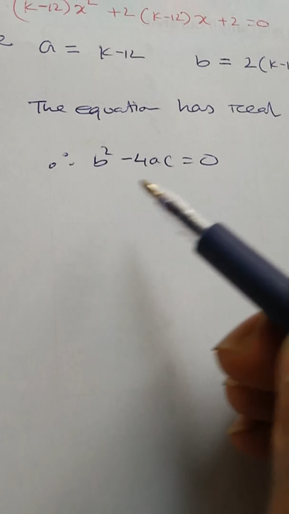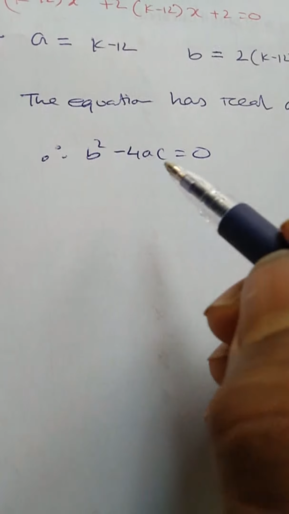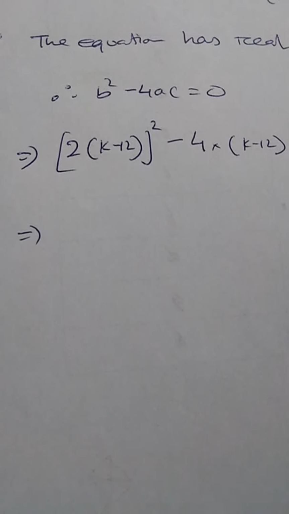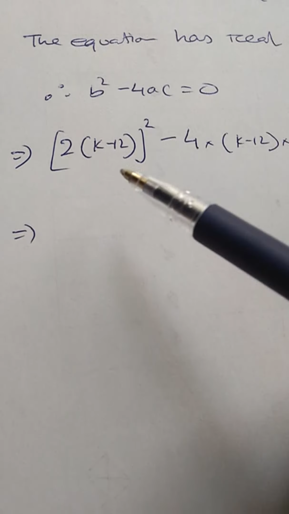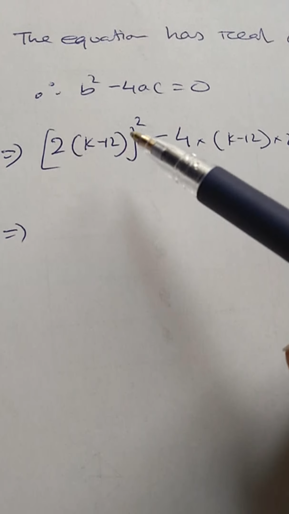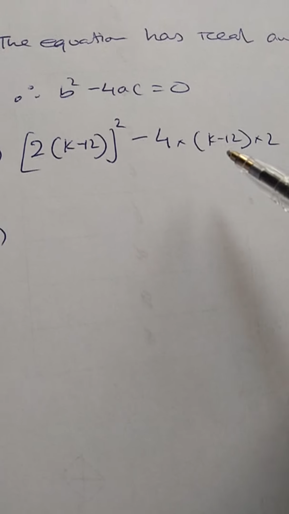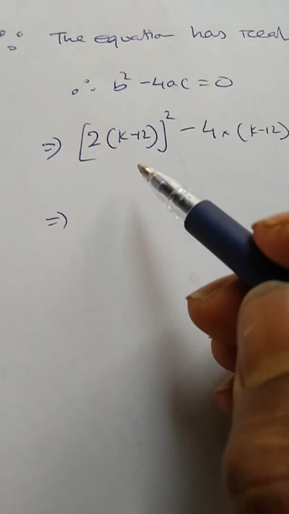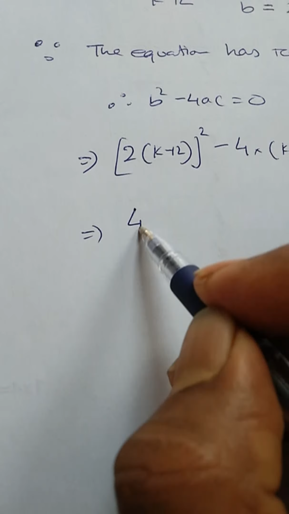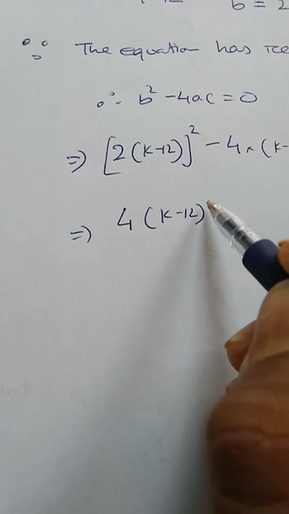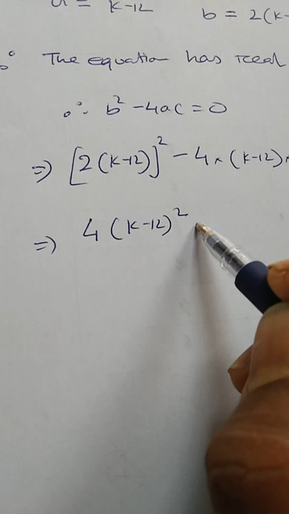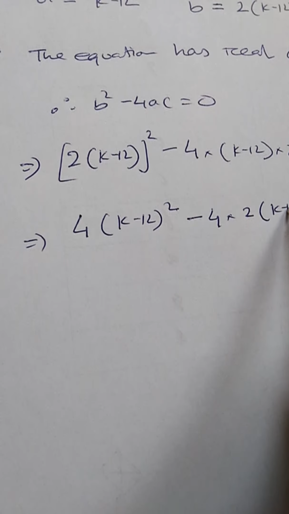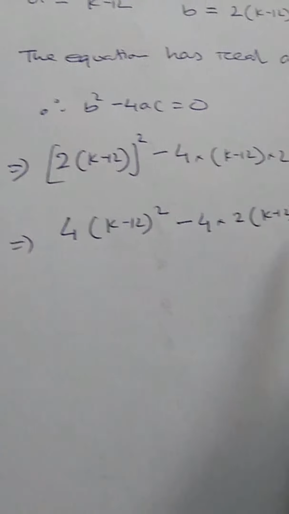And now we can put the values of a, b, c in the equation, that is the given condition, and let us simplify. b squared, b is 2 into (k minus 12), so whole square, minus 4 into a, which is (k minus 12), and c is 2. So now this will become 2 squared, which is 4, into (k minus 12) whole square, then minus 4 into 2 into (k minus 12) equals 0.